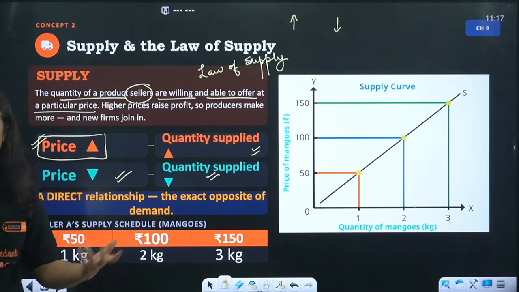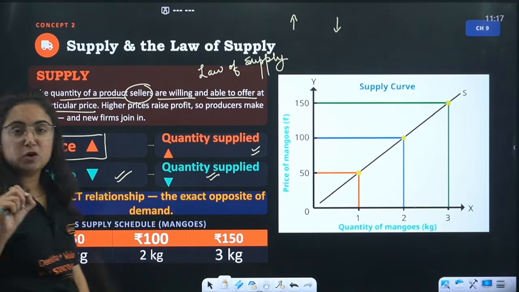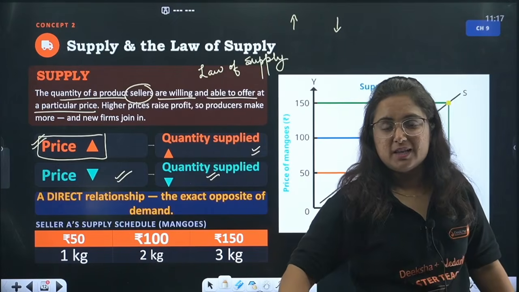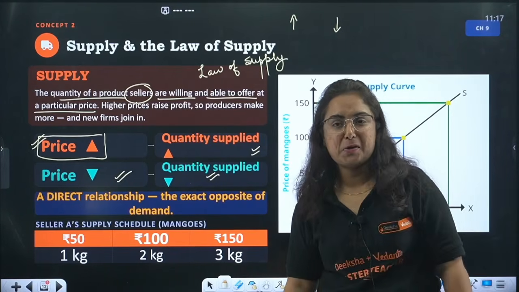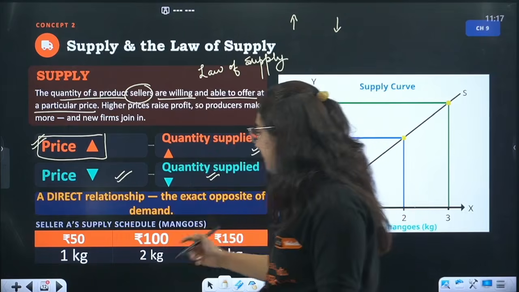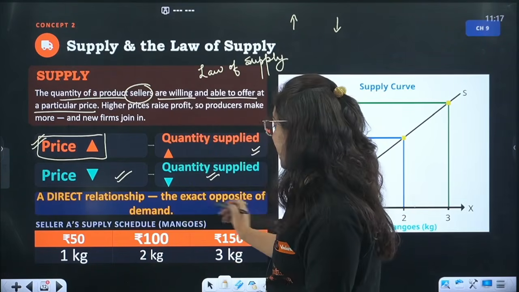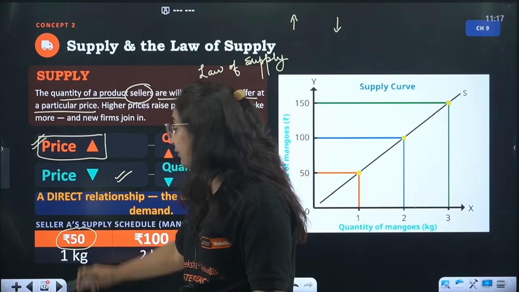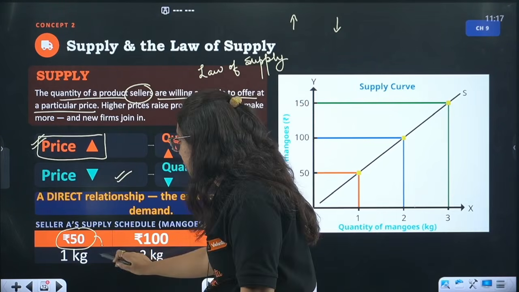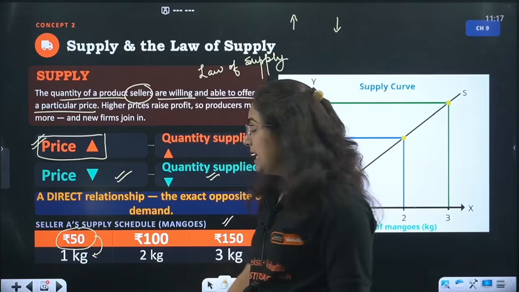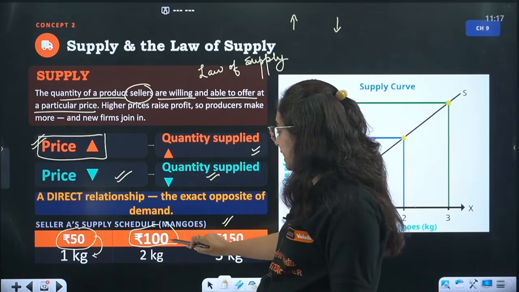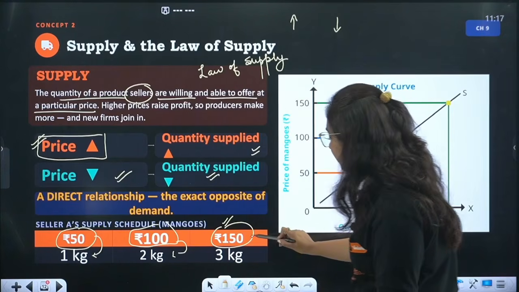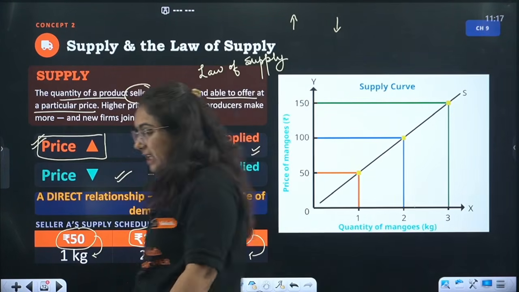Now let's take an example similar to that of mangoes, because the person who made this book is just wanting to eat mangoes. So coming to Shrivalli, sellers as per the supply schedule of mangoes. When the mango was priced at just rupees 50, the person supplied 1 kg of mango. Then the price increased to 100, the person started supplying 2 kg. The price increased to 150, the person started supplying 3 kgs.